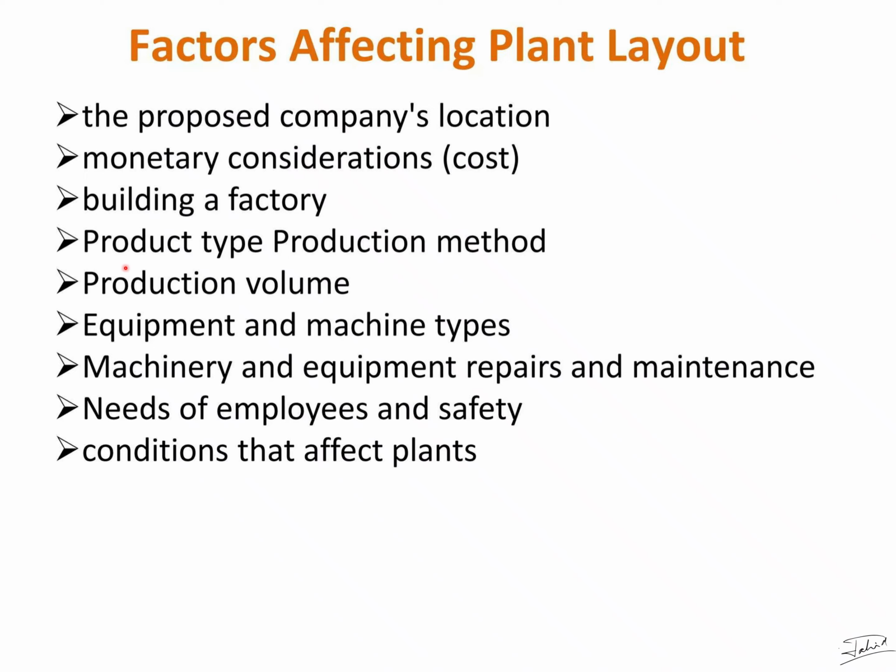Then building a factory, product type, production method: which product you want to manufacture will also affect the layout design. Then production volume, so whether your company is big or small, will also affect the layout design. Then equipment and machine types. So which category are your machines? Is it Indian or Chinese machine, or is it a very controlled German or American machine? Your machine will also impact the layout design, and the size of your equipment or machine will also affect the layout design. Then machinery and equipment repairs and maintenance, the need of employees and safety, then conditions that affect plants.